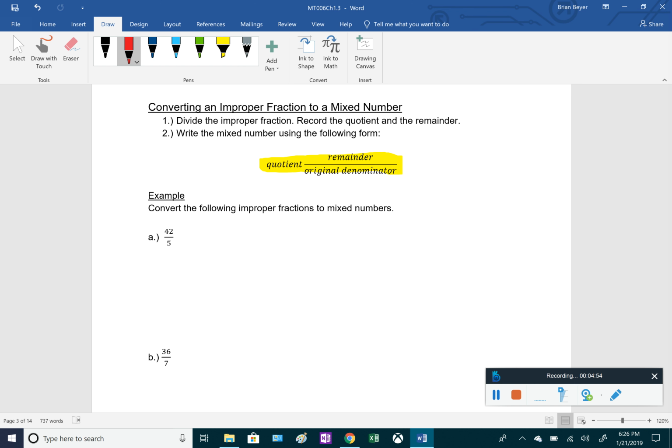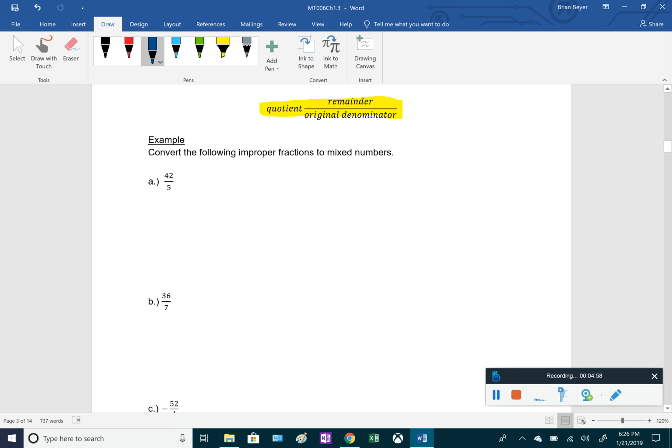Okay, so let's do these examples here. It's going to be 42 over 5, so we're going to divide it. If you remember, for dividing, we have to think how many times does 5 go into 42? That goes in 8 times. Then you multiply 8 times 5 is 40. Subtract, we get 2. We have to stop right there because 2 is less than the 5.